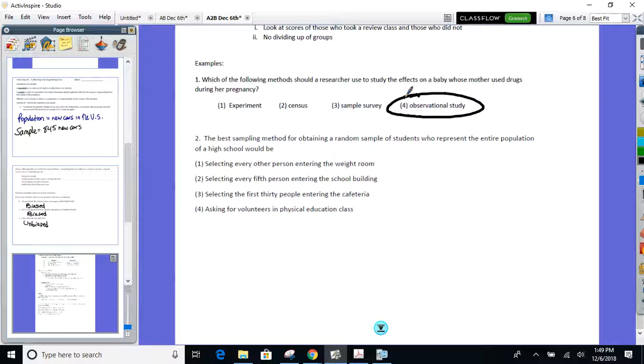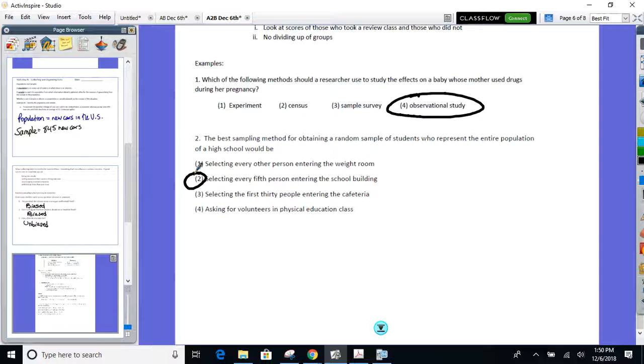Best sampling method to get a random sample from the high school. What should I do out of those 4 to get the most random sample from the high school here? Most random sample. I know I'm going to have debates between 2 and 3. What's more random, every 5th person or the first 30 that are in the cafeteria? Every 5th person coming into the school building. Just go with me right away here.